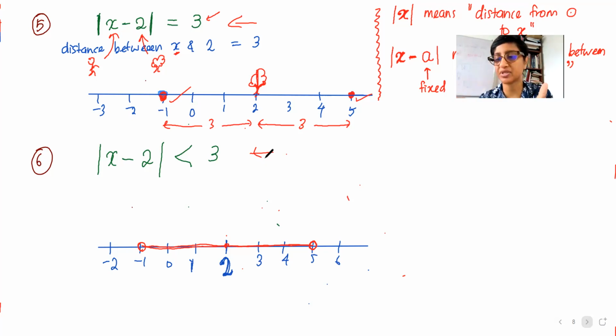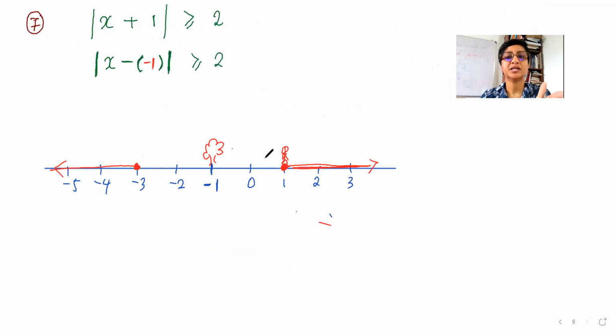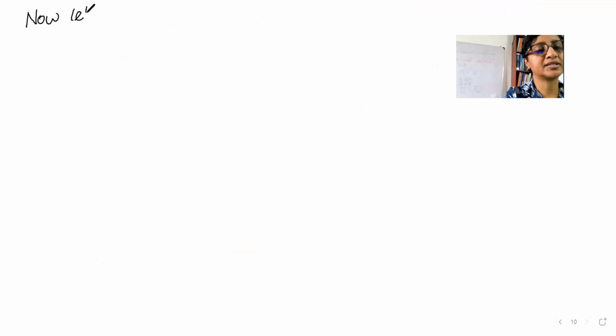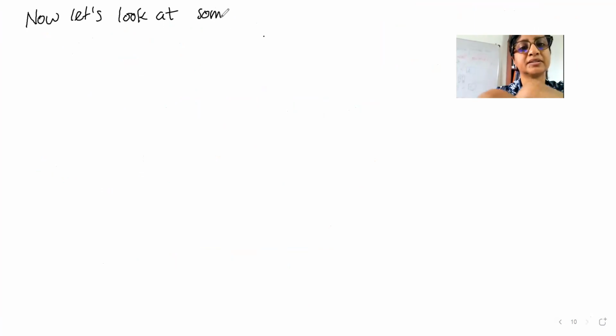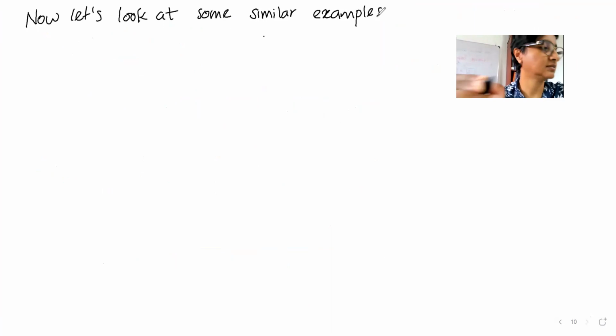We practiced up to the 7th example, just the real numbers. Now let's look at similar examples with complex numbers. So you write like a little sentence. Now let's look at some similar examples on the complex plane.